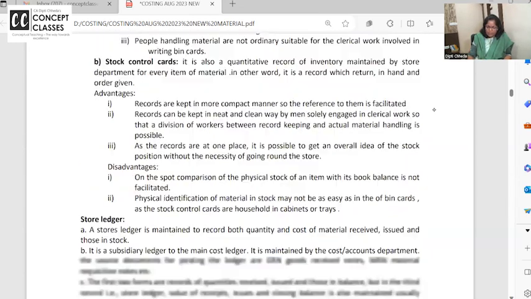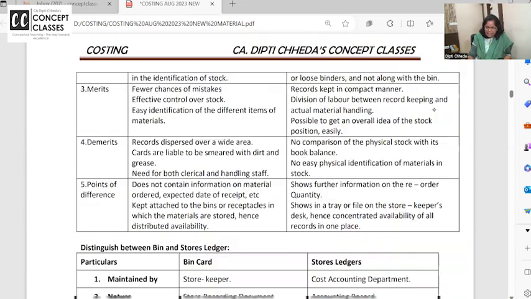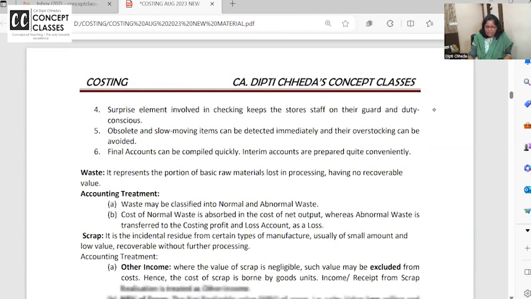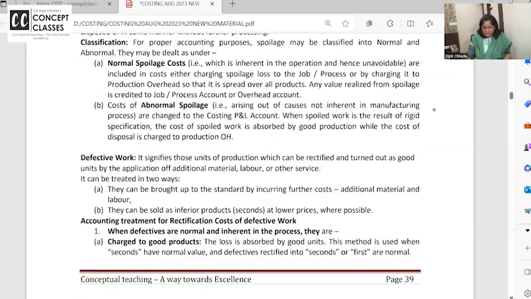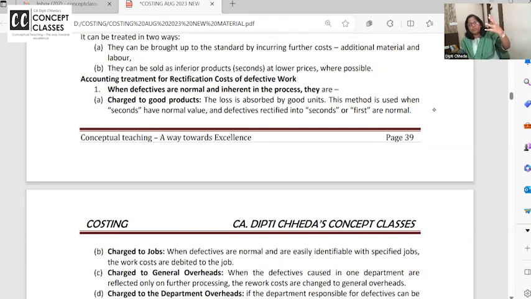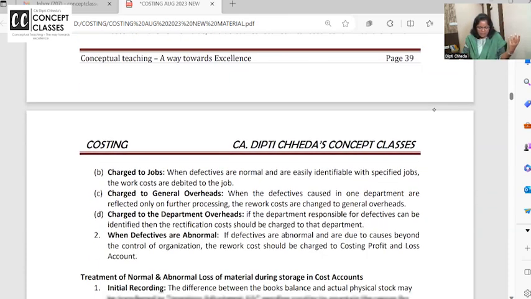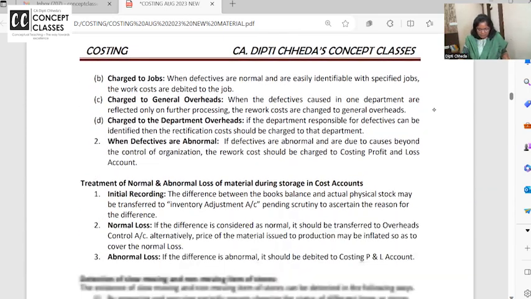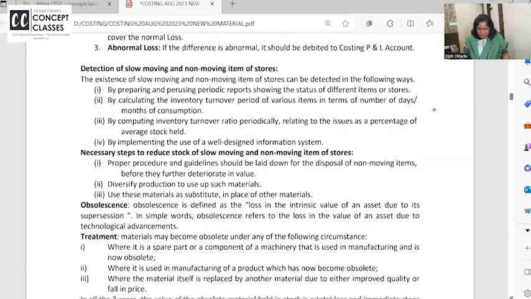Just check it once, and if you want any explanation and help, join the Telegram group, connect with us in the WhatsApp Challenger group. All this is theory. Now this I am not discussing. If some product becomes defective, and that defect is because of some job mistake, charge it to that job, charge it to that department. If you cannot fix it anywhere, charge it to costing P&L. So I think majorly we have done.